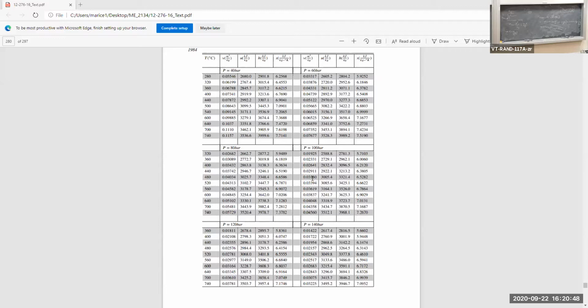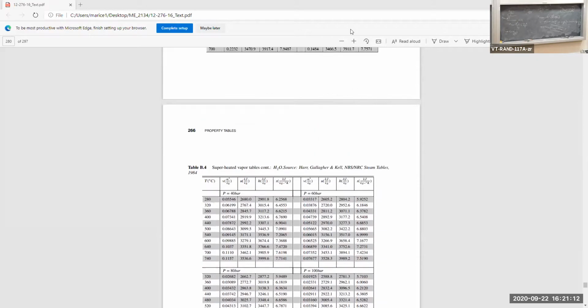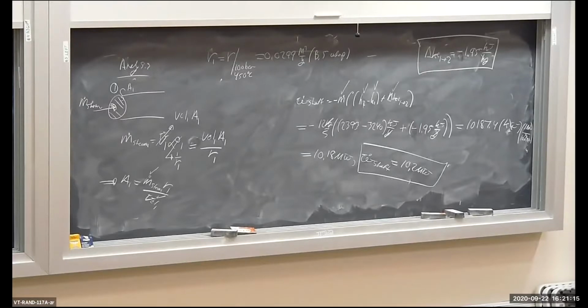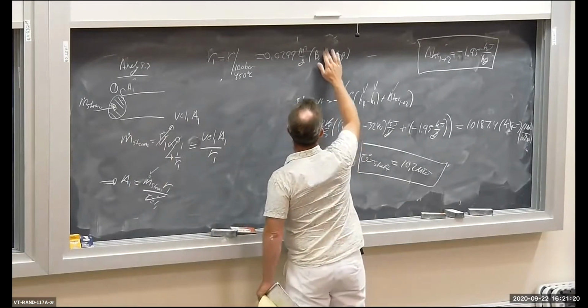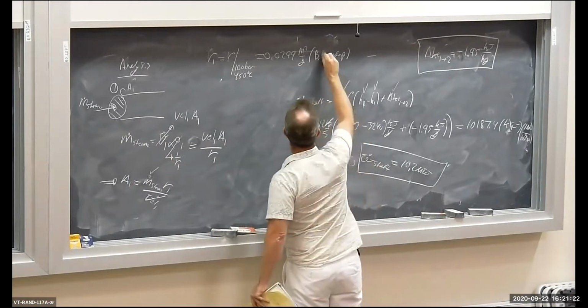I have 0.0297 cubic meters per kilogram, and that is interpolated from table B4. I'm sorry, B4, not B5. So I interpolated the specific volume. That's from B4, interpolated.